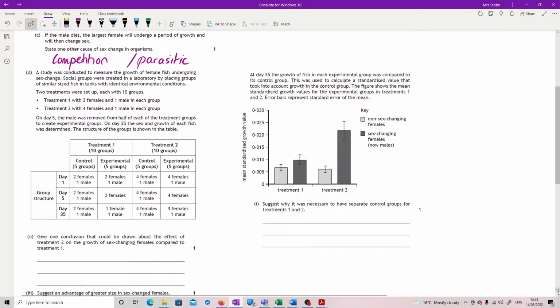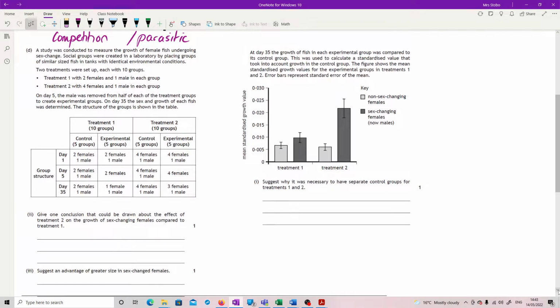For the next bit, sorry, this goes a little bit back and forward. So we're going D and then across to here and then back to there. Right. Okay. A study was conducted to measure the growth of female fish undergoing sex change. Social groups were created in a laboratory by placing groups of similarly sized fish in tanks with identical environmental conditions. Two treatments were set up, each with 10 groups. Treatment 1 with 2 females and 1 male in each group. Treatment 2 has 4 females and 1 male in each group.